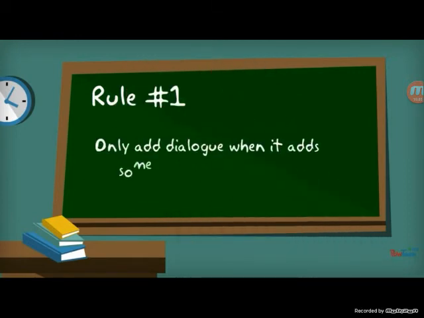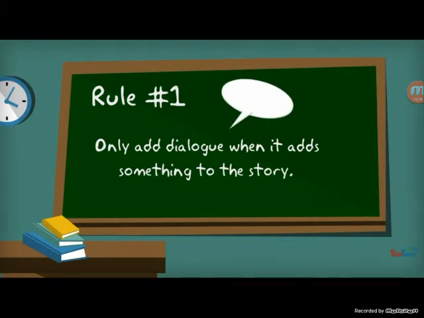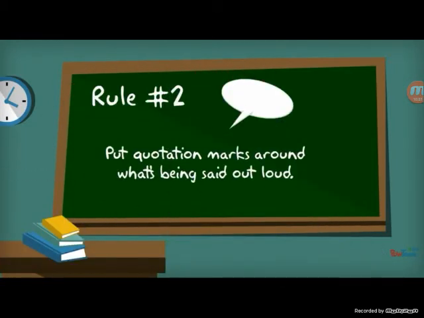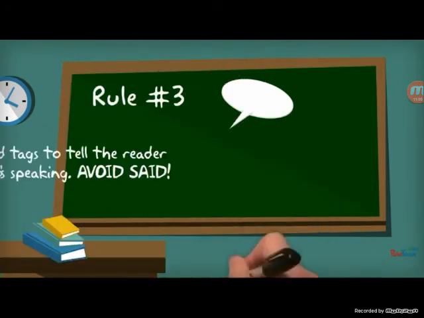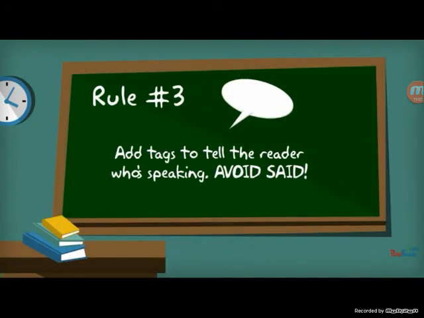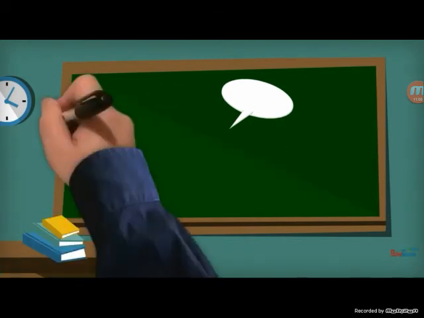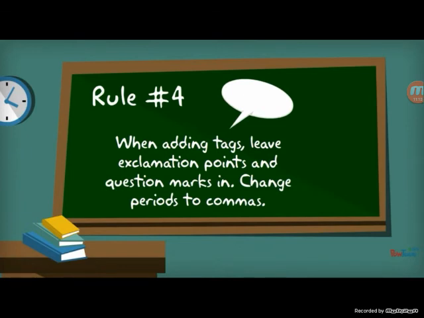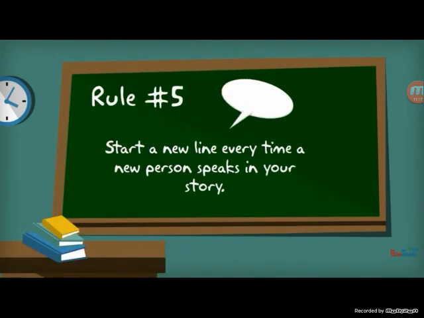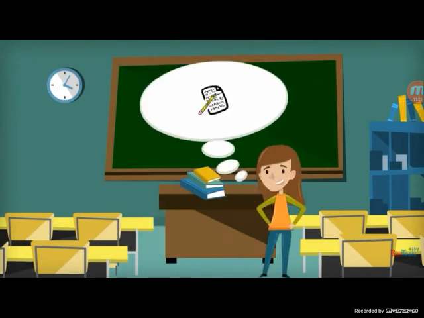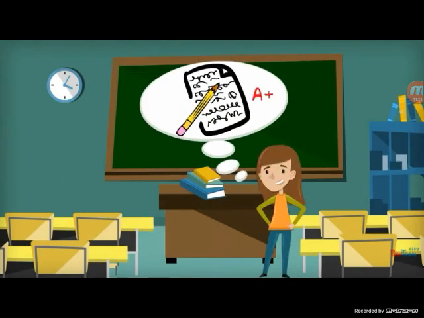We're ready to try it out together now. Remember, when writing dialogue, rule number 1, only add dialogue where it would be helpful to add something to the story. Rule number 2, surround what's being said out loud with quotes. Rule number 3, add tags to the end of what's being said to make it clear who is speaking. Try something different than just "I said." Rule number 4, when using tags, leave question marks and exclamation points in, but change periods to commas. And rule number 5, start a new line whenever a new person speaks. If you use all of these techniques, you're going to be one step closer to an awesome narrative.